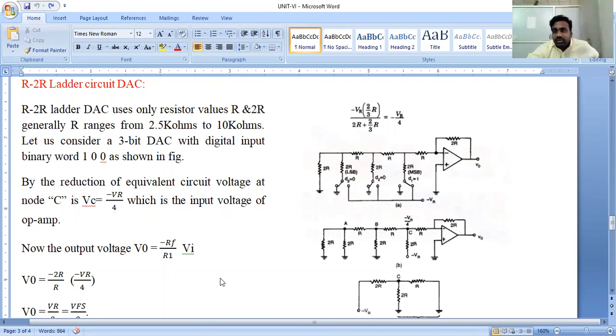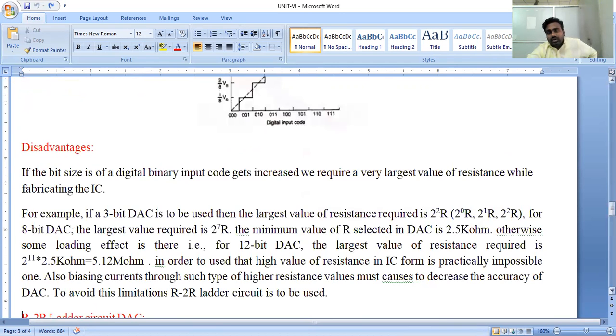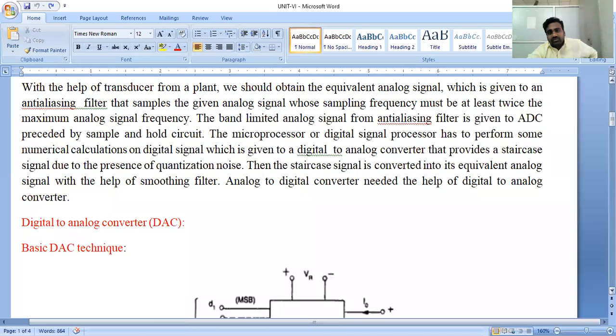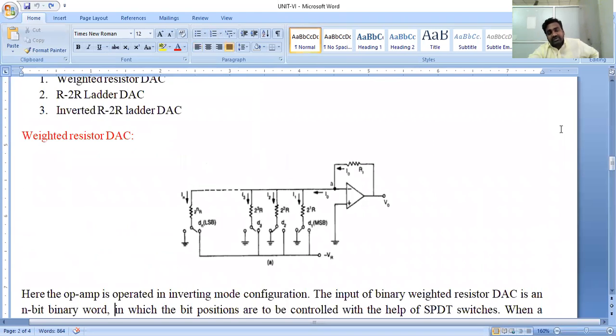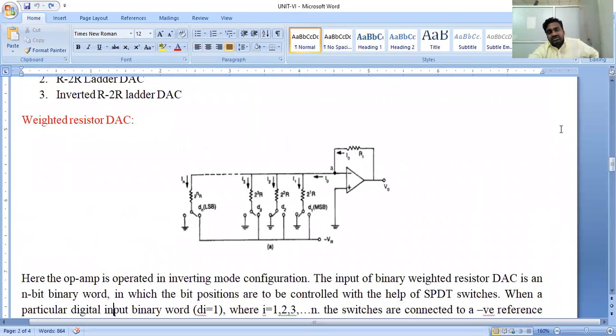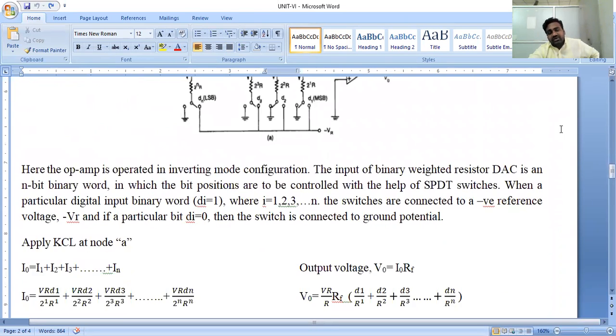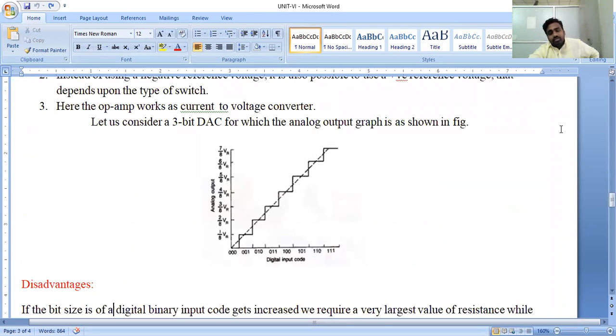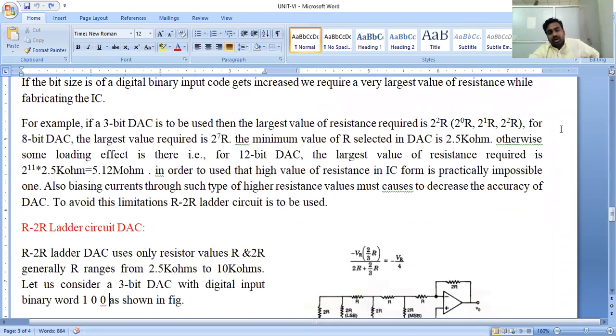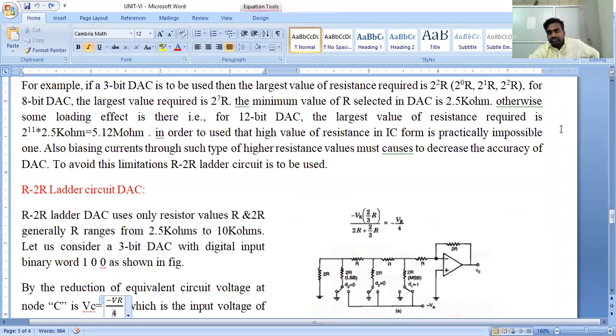So what we analyzed in today's class: we discussed the block diagram of conversion, and we analyzed data conversion. Next we discussed the digital to analog conversion technique, and the first configuration, the weighted resistor type. Then we updated the weighted resistor type into the R to R ladder type digital to analog conversion.